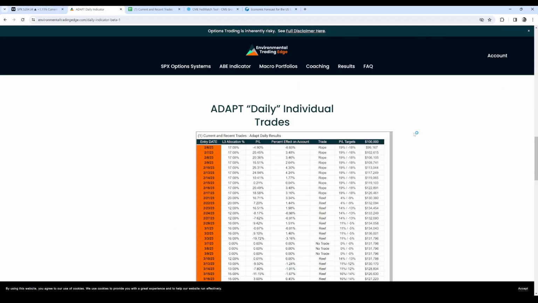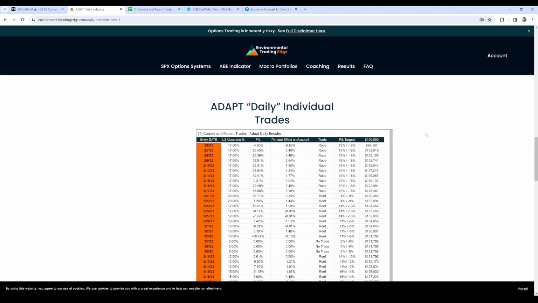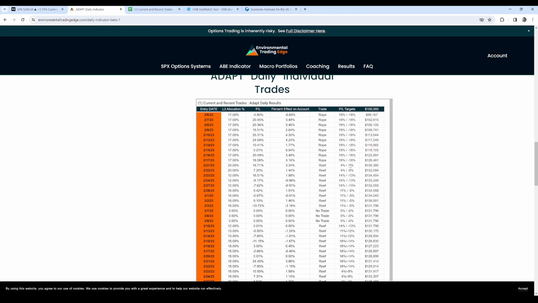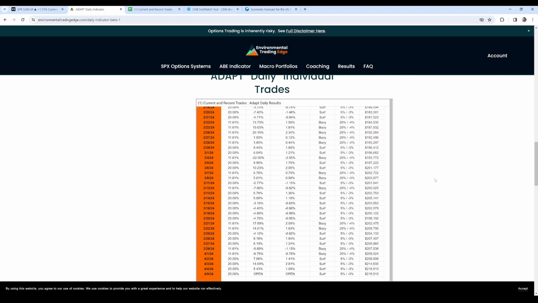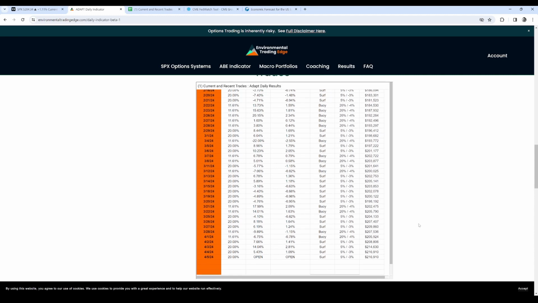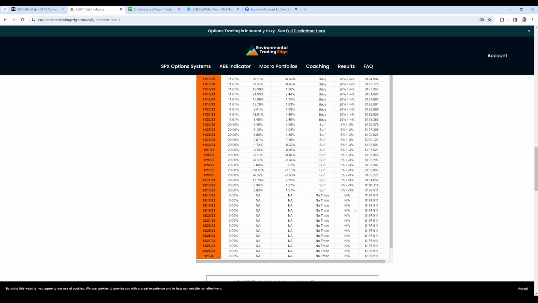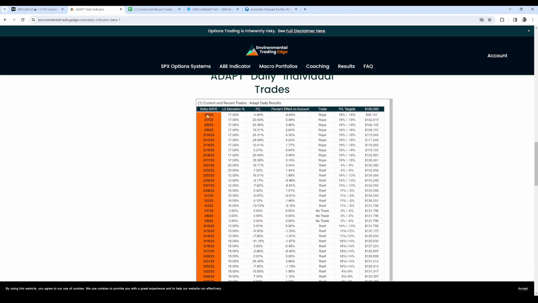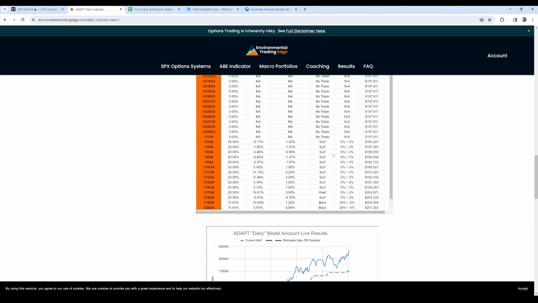First, let's go into some Adapt Daily trades that have been doing really fantastic lately. If I scroll down here to the end, you can see that we have recently hit a new high again. We're up to just about 217,000 in this account. We started out at 100,000 in this account all the way back in February of 2023. So this has been just a little bit over a year now. We've done 116%.